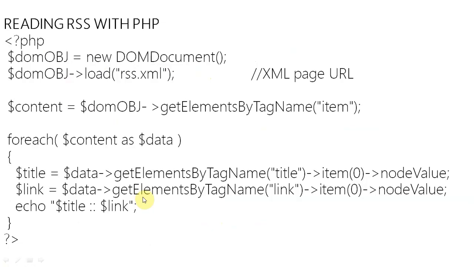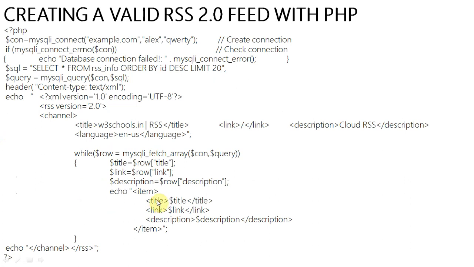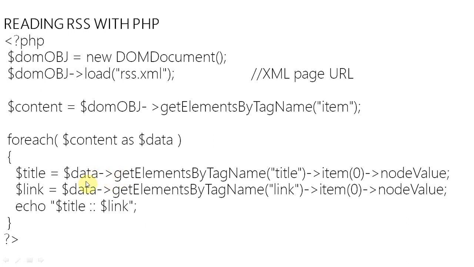When we load this rss.xml, all the item data is transferred to the content. We have written here get element by tag name item. So all item data is transferred to the content, and from content we are accessing one by one. So this for loop will also execute 20 times. The first record will be transferred to the data, and from this data we can access all three variables: title, link, and description. But this time we are displaying only two variables.